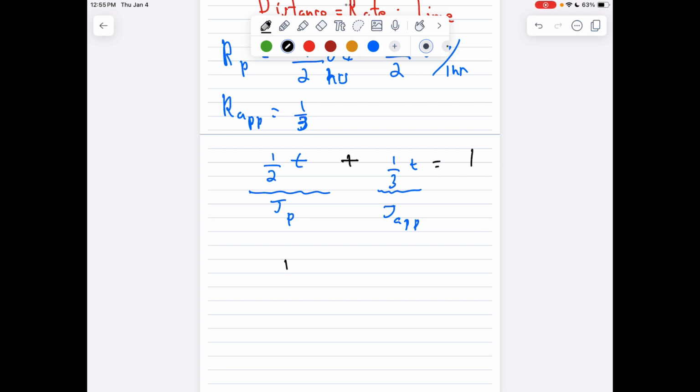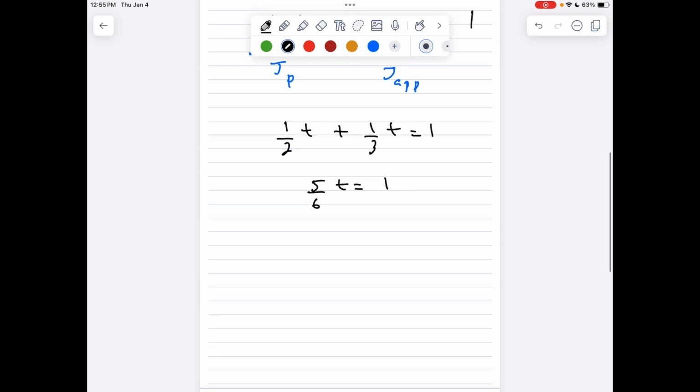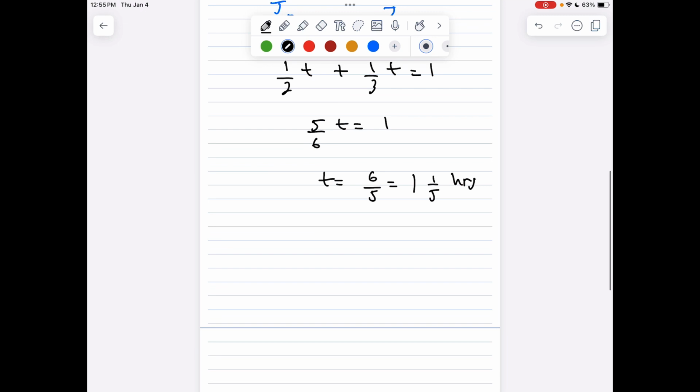So if we go ahead and solve this equation, 1/2 T plus 1/3 T equals 1, I'll let you work on the algebra here, but we're going to get a common denominator, and on the left-hand side, we get 5/6 T equal to 1. And then if you get T by itself, it's 6/5, or 1 1/5 hours, okay, because that's what our time was in. And 1/5 of an hour is like 12 minutes. So it's an hour and 12 minutes total.